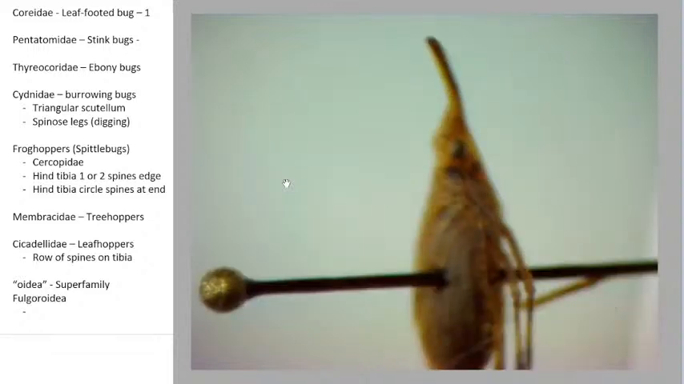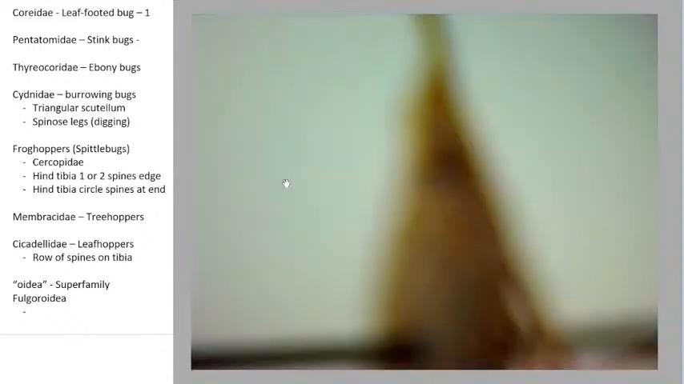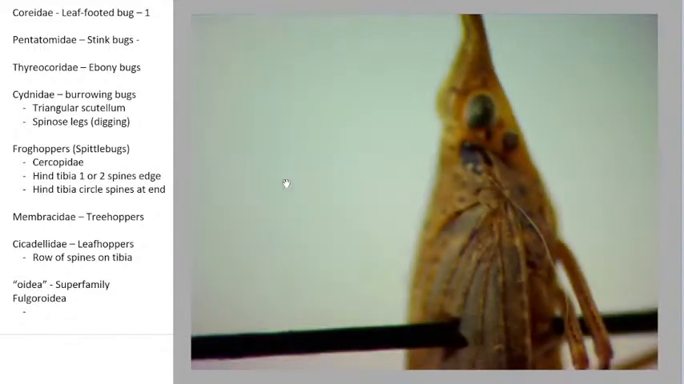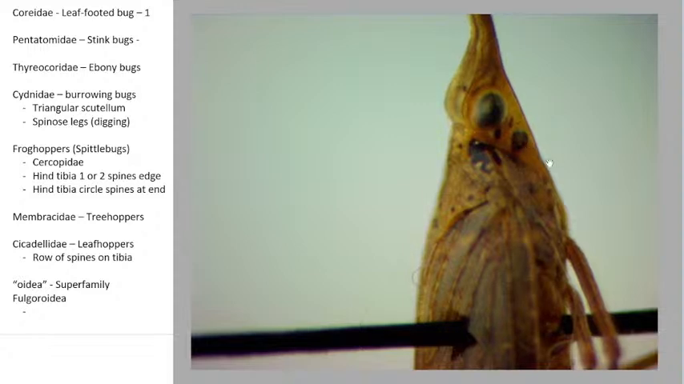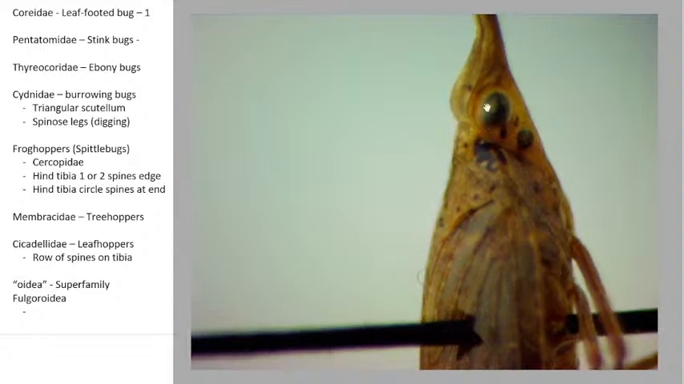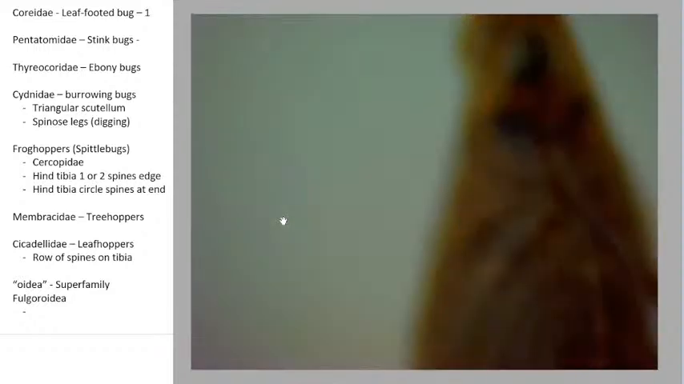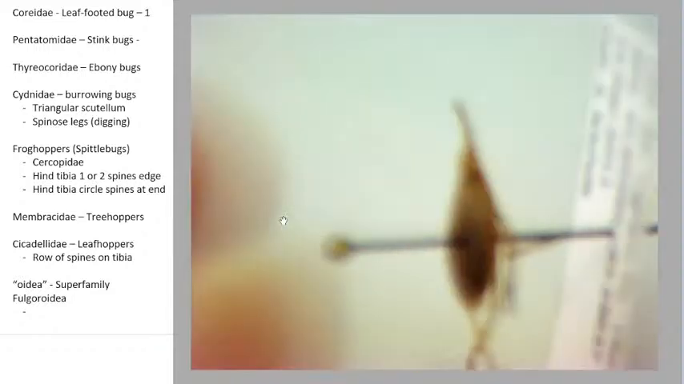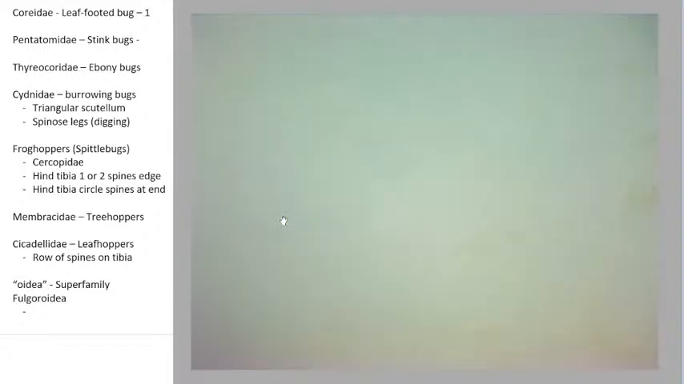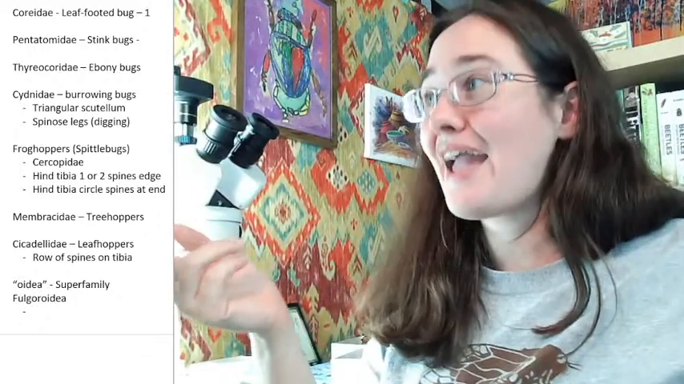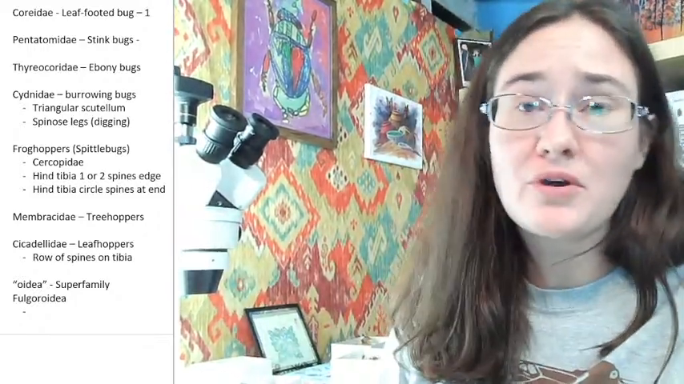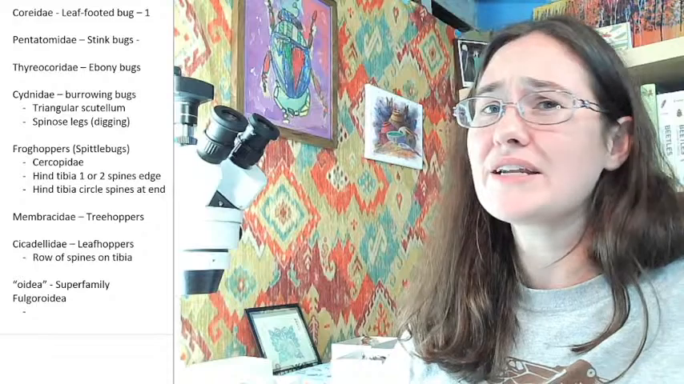And if you'll see, the antenna is right underneath the eye. Alright, and that's what we're looking for. The antenna right here being right underneath the eyeball for the Fulguroids, the superfamily. Now, these guys, you'll notice, are pretty small as we're seeing them under a microscope. There is a Fulguroid that is becoming more and more common, and that is the spotted lanternfly.